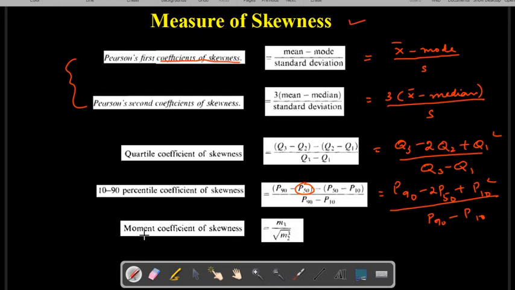Now last one is moment coefficient of skewness. Using moments, how to find the coefficient of skewness? Here we are using the moment about mean actually. So M3 by root of M2 cube we have taken. This is the moment coefficient of skewness. So third moment, if you have to find up to third moment, third moment about mean.